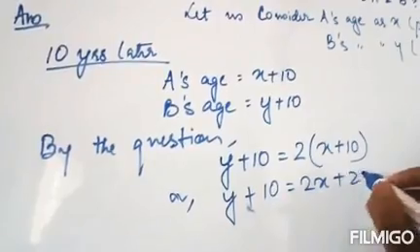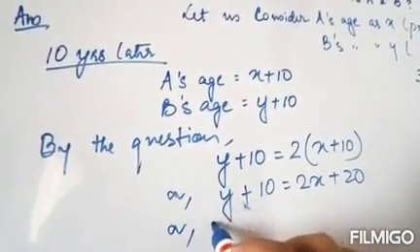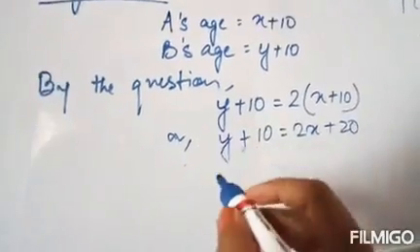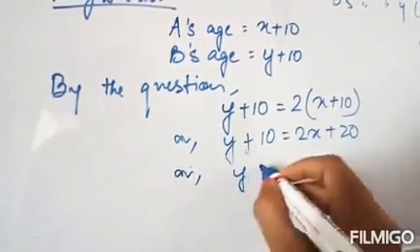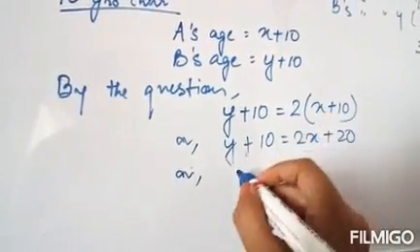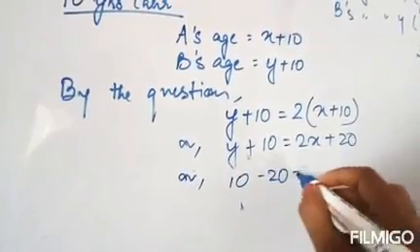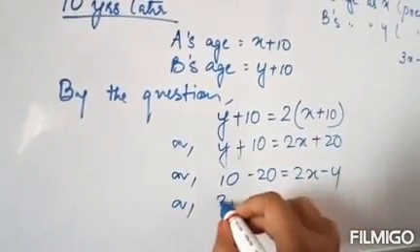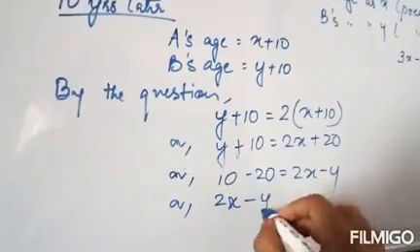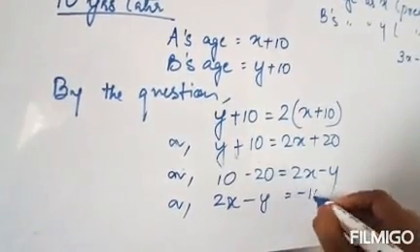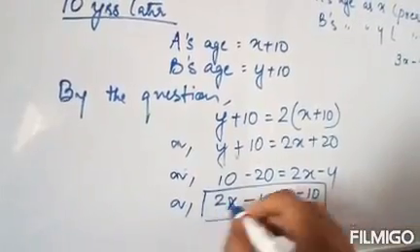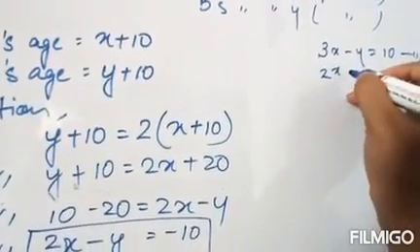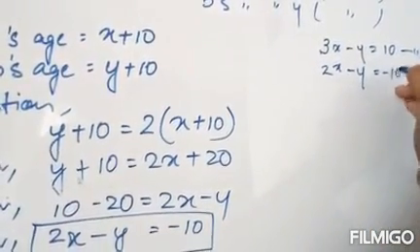So it will be X plus 10 equals 2 times Y plus 10, that is 2Y plus 20. Taking terms across, 10 minus 20 is equal to 2Y minus X, or we can say 2X minus Y is equal to minus 10. So this is our second equation. Let us write our second equation, which is 2X minus Y is equal to minus 10.